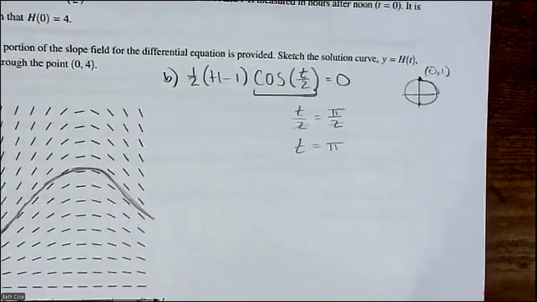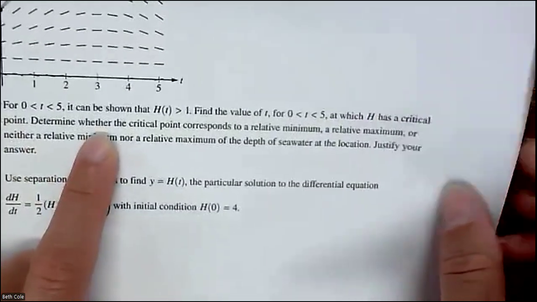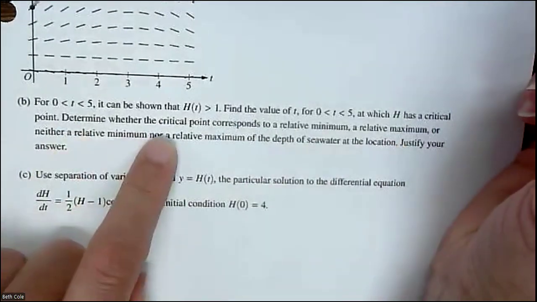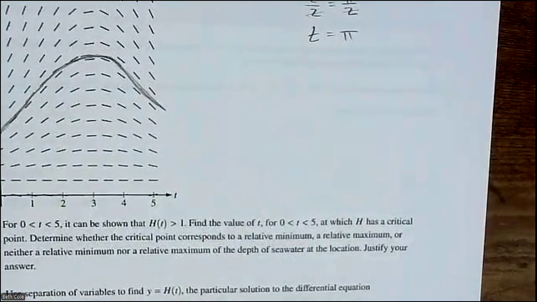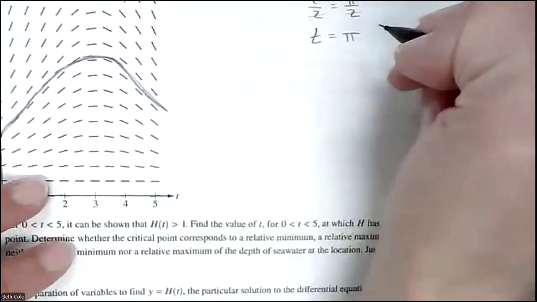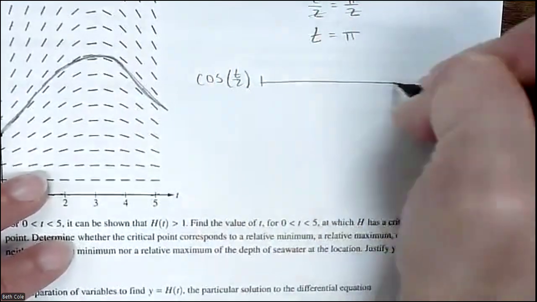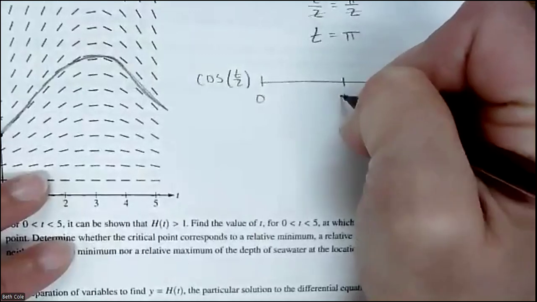All right, I think there was more to that question, though. We found that, but what else is it asking? Determine whether that critical point corresponds to a relative minimum, relative maximum, or neither, and then write a sentence. Before we even decide, your sentence is going to be, because usually we say f of x, but we would say h of t has a relative maximum at t equals pi because derivative changes from whatever to whatever there, or neither because there's not a change. All right, so we're going to take this derivative, this cosine t over 2, and we're going to go from 0 to 5, and we're going to put pi in the middle there.